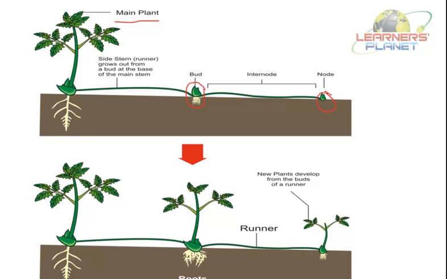Now, as we discussed, that in layering, a ring of bark about 1 or 2 centimeter wide is taken out from below a node. So when it is taken below a node, then what will happen? That new plant will arise when it is kept into another soil with all the favorable conditions given. So new roots, new plant will develop. This is one such example of runner. So new plants develop from the buds of a runner.